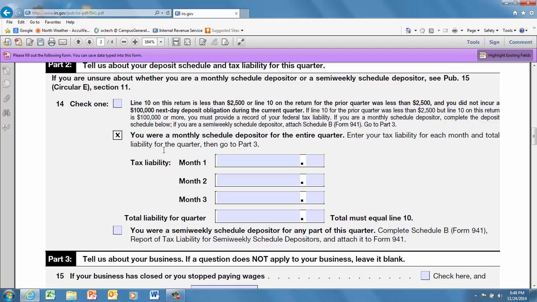Then we have to put down our tax liability for each of those 3 months. So this is the third quarter, so we're talking about July is the first month, August is the second month, September is the third month. So how much 941 taxes did we owe for July? That's going to go in month 1. Not how much 941 taxes did we pay, but how much did we owe? Okay? And so here in problem 12, they tell us how much that is.